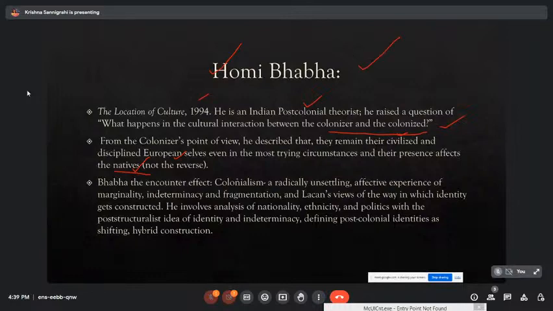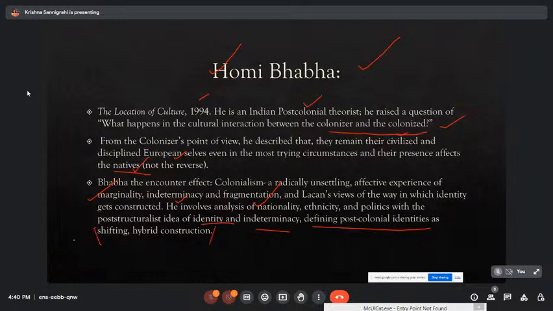Then Bhabha's counter effect. So he states that colonialism is a radically unsettling, affective experience of marginality, indeterminacy, and fragmentation, along with Lacan's views of the way in which identity gets constructed. So he combines analysis of nationality, ethnicity, and politics with the post-structuralist idea of identity and indeterminacy, defining post-colonial identities as what? As shifting hybrid constructions.